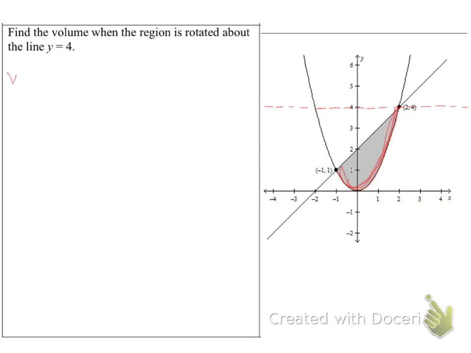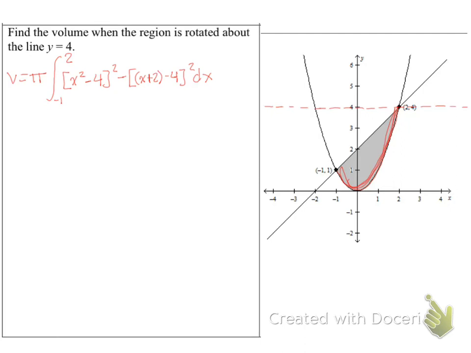So to find the volume, it's pi, the integral, and again we're looking at the intersection points, so from -1 to 2, of the outer function, which is x squared, minus the axis, which is 4, all of that squared, minus the inner function, which is x plus 2, minus the axis, all of that squared.